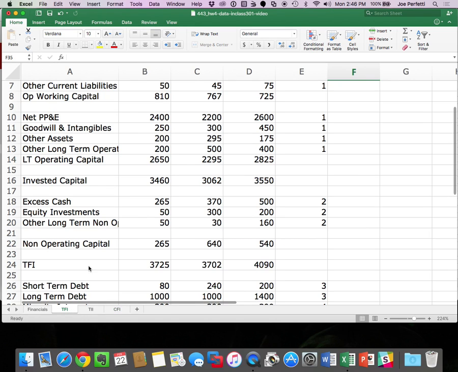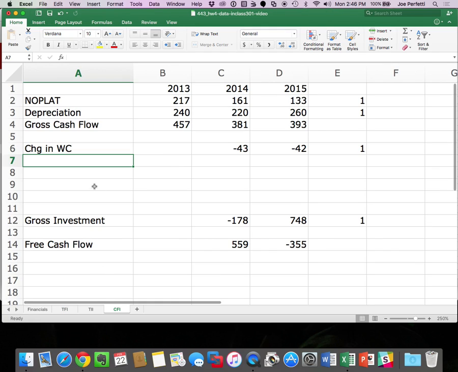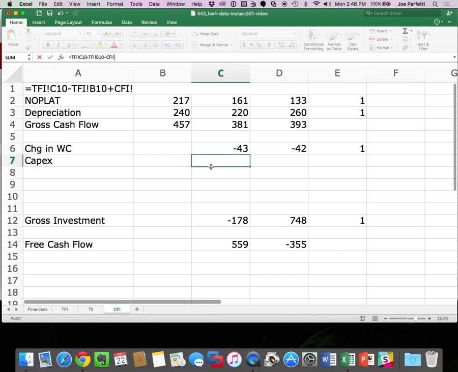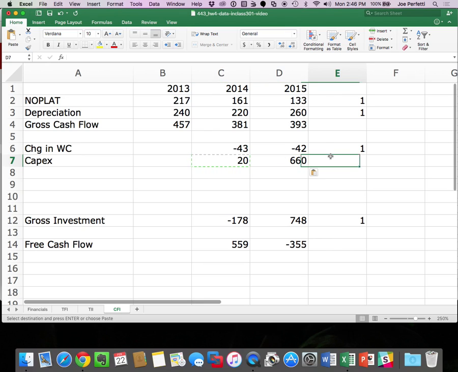Next, we have net PP&E. The change in net PP&E is created by what's called capital expenditures, or CapEx for short. And again, if it's not given to us, we can solve for it. We take the current year PP&E minus the previous year's PP&E plus the current year's depreciation. So that is the CapEx.